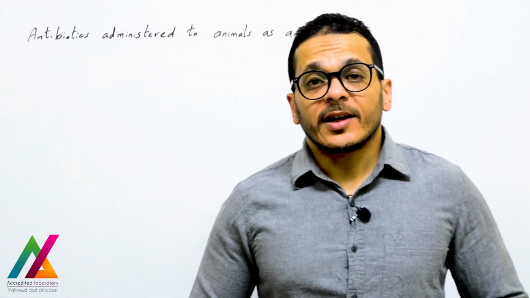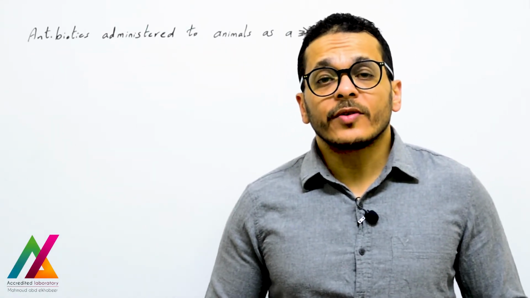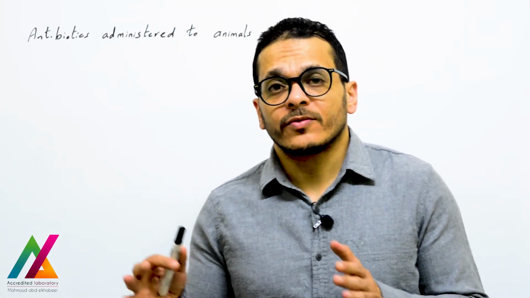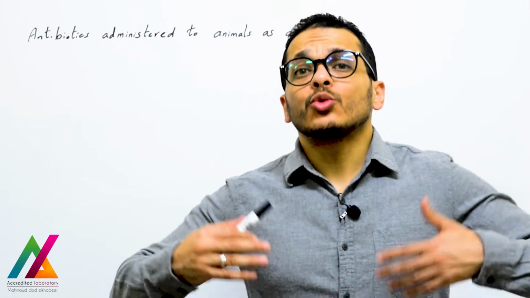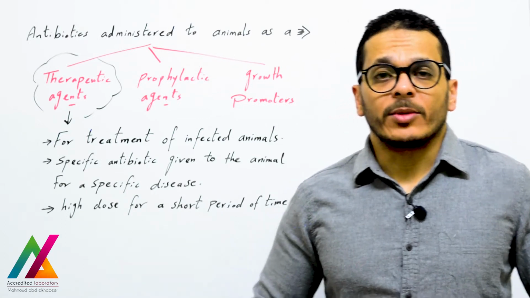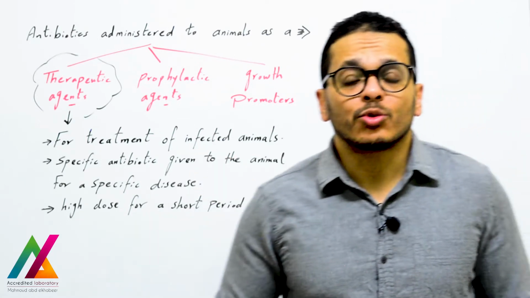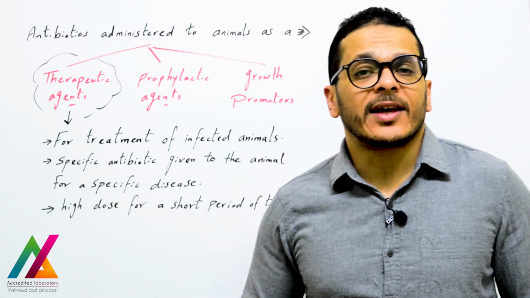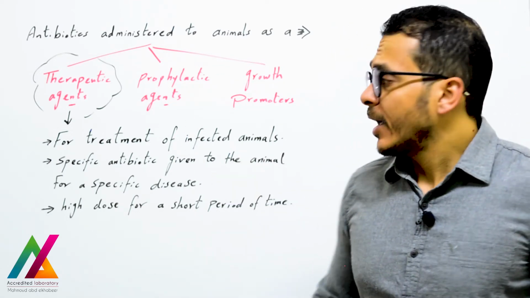As a specialist in the analysis of veterinary drug residue in food of animal origin, I will explain what the use of antibiotics for animals is and why we need to analyze veterinary drug residue in the food of animal origin. First, what is the use of antibiotics for animals? Antibiotics are administered to animals as therapeutic agents, prophylactic agents, and as growth promoters.